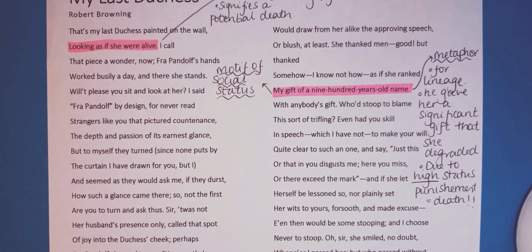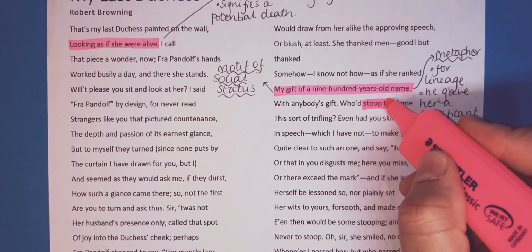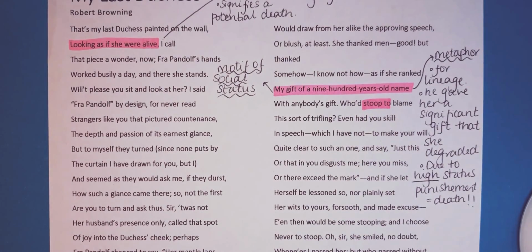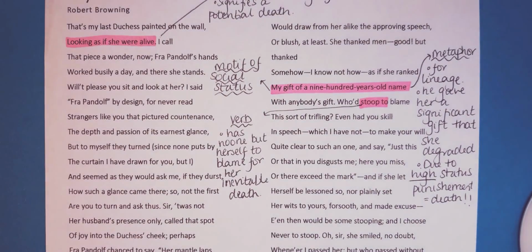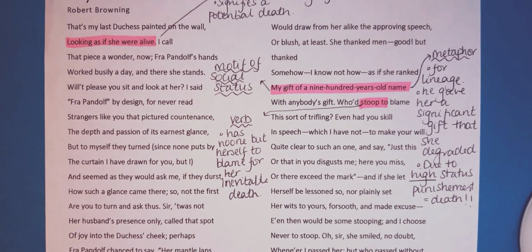Now, I think that on the next line, the word stoop, so it's a verb, could potentially highlight that she has no one but herself to blame for her inevitable death. So I think that you could link both of these quotes. They're on the same lines, basically, the first line and second line, so two lines. You can link them together when you're explaining.